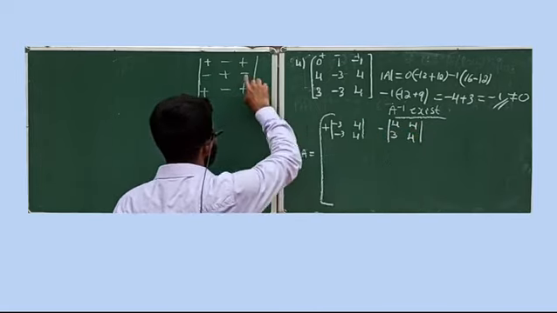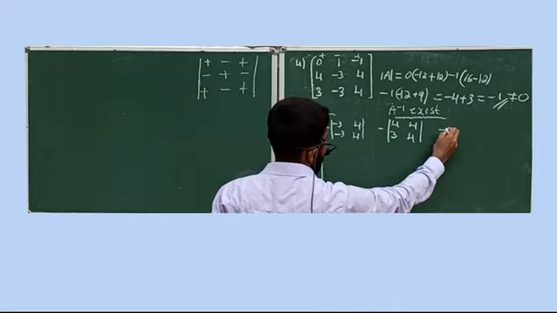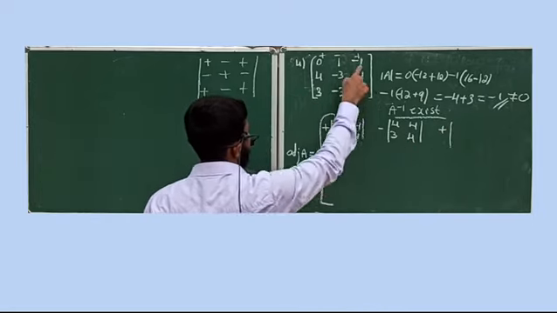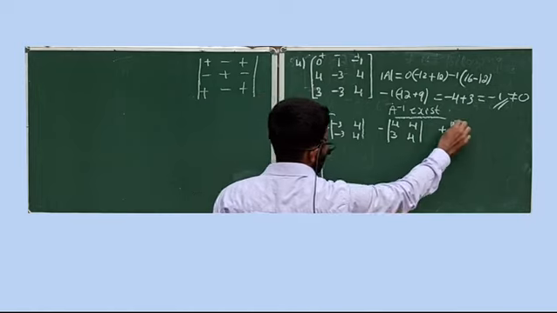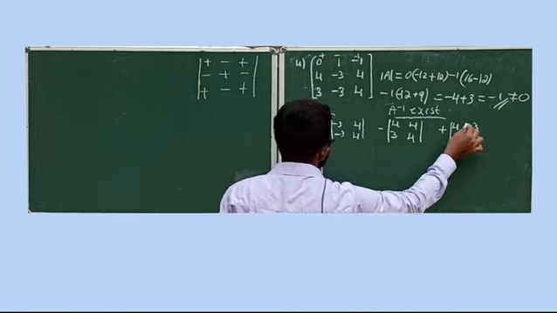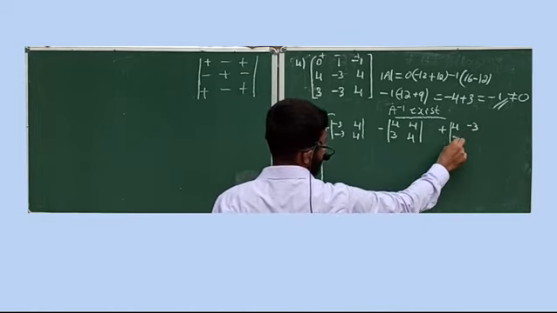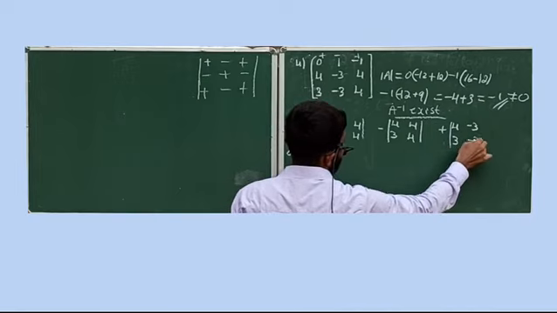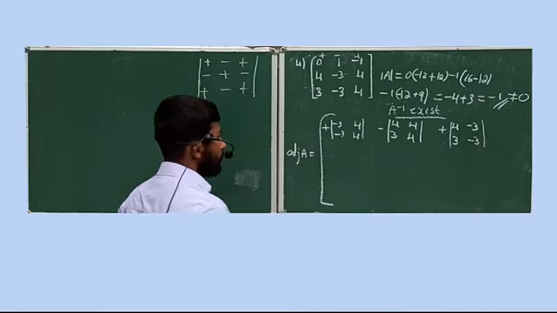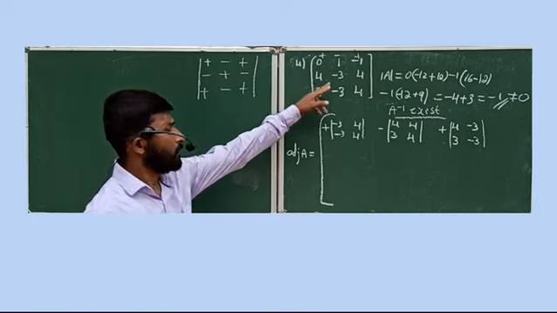Okay, then say plus, okay, delete the corresponding row and column, 4, minus 3, 3 and minus 3. Okay, then next is the second row entries.